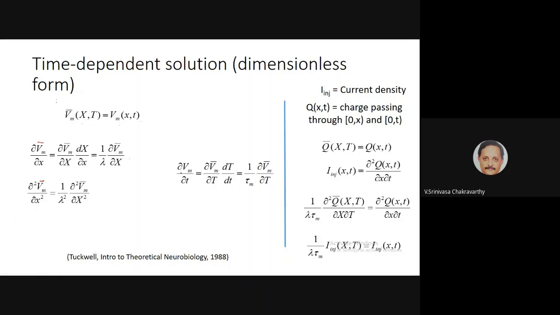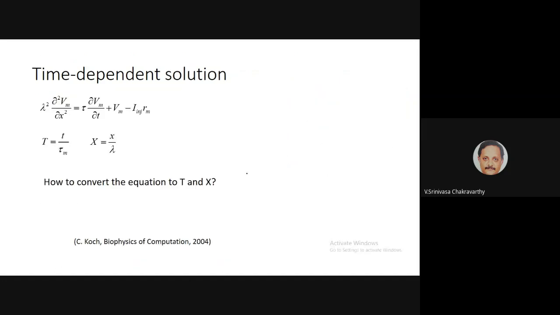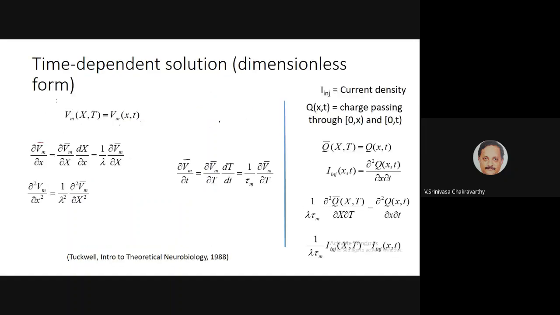If you look at the time derivative, ∂Vm bar/∂t is equal to ∂Vm bar/∂T times dT/dt, and this is equal to 1 by tau m. So the derivatives are somewhat straightforward. But what is a bit tricky is how to deal with the I_inj, because the original I_inj is a function of small x and small t. How do you express it in terms of capital X and capital T?